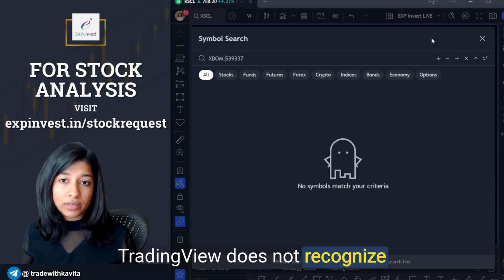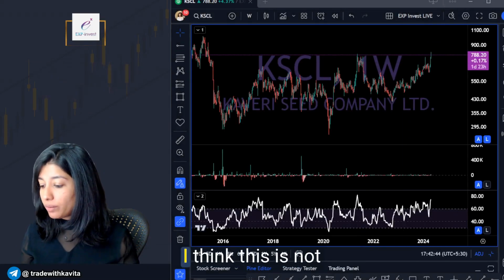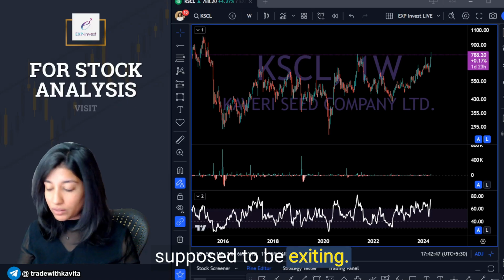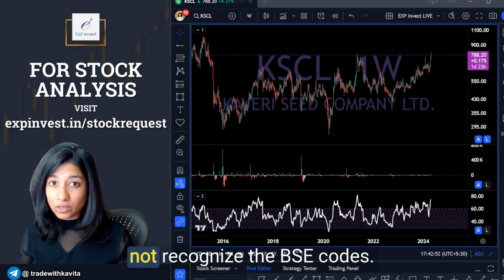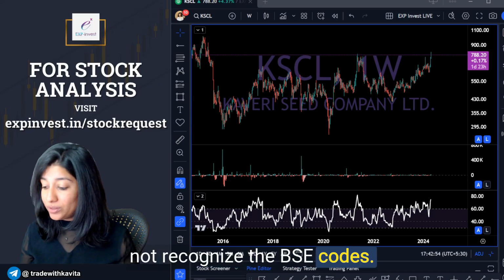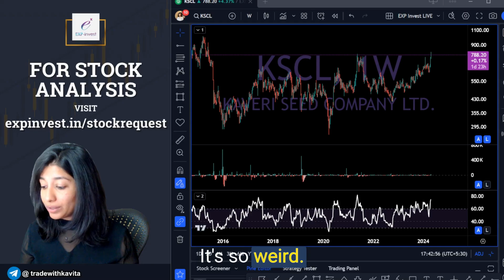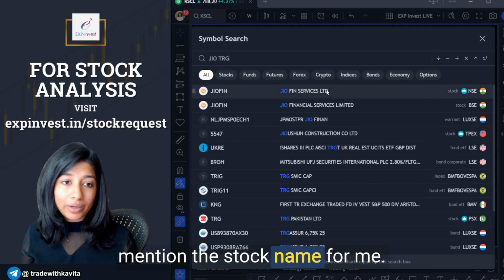TradingView does not recognize the symbol added by you. I think this is not supposed to be X. I think it's supposed to be just Bombay. So TradingView actually does not recognize the BSE codes. I don't know why BSE does it. It's so weird. But you're going to have to mention the stock name for me.